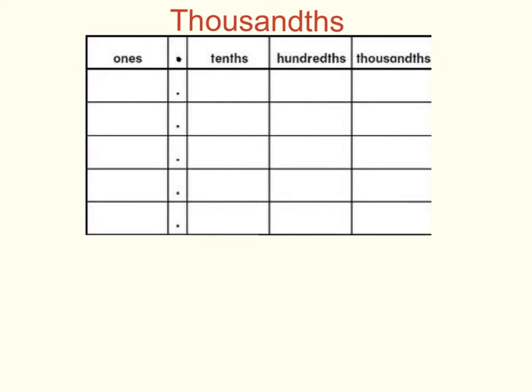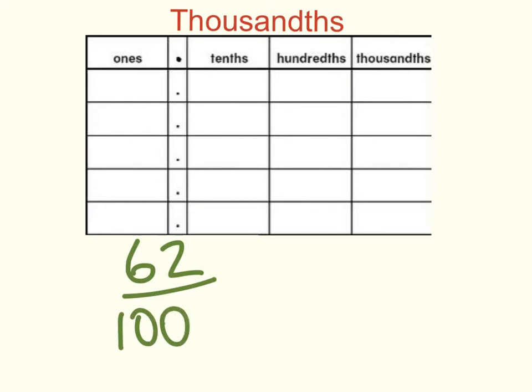Here's a little bit of a trickier one for you. 62 thousandths. How would I write that as a decimal? Well, if I write 62 thousandths like this, that's not right, because this number here says 62 hundredths because it goes up to the hundredths place value.